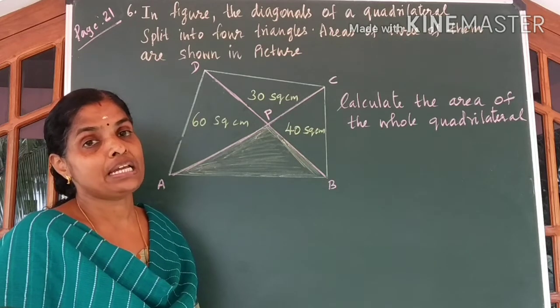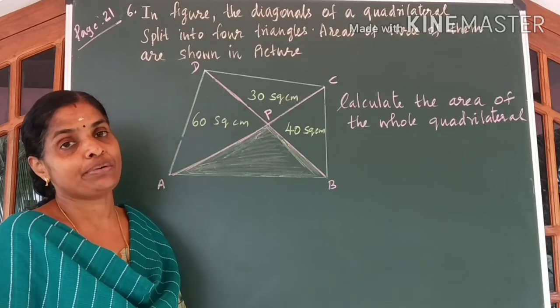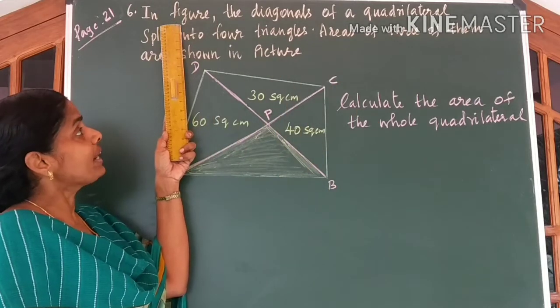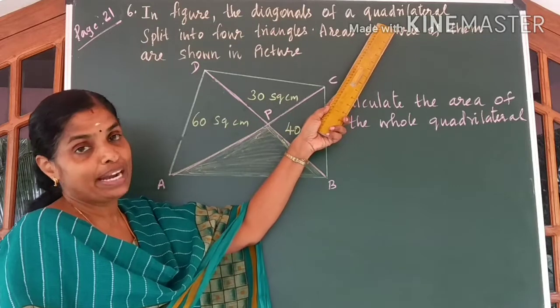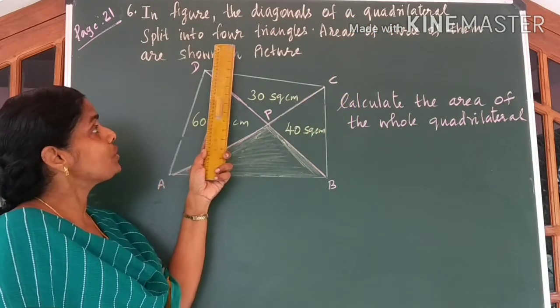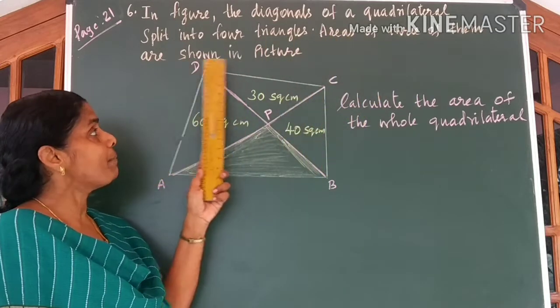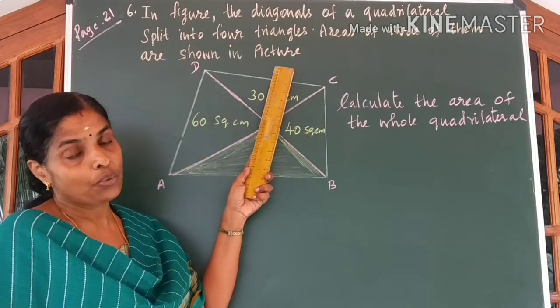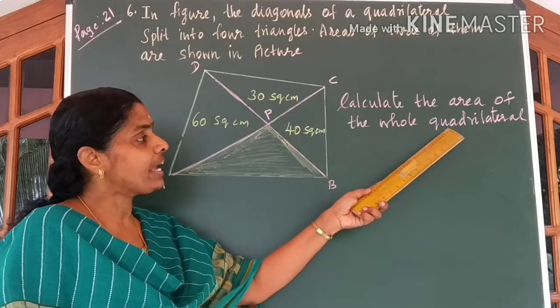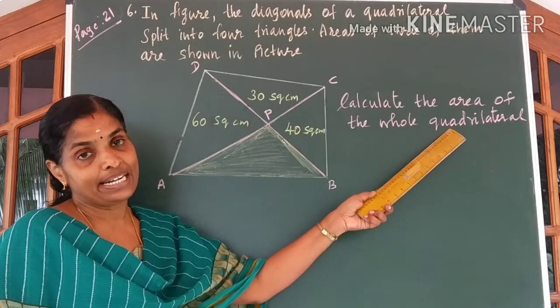The question is on page number 21. Look at the question. In the figure, the diagonals of a quadrilateral split it into 4 triangles. The areas of 3 of them are shown in the picture. The question is, calculate the area of the whole quadrilateral.